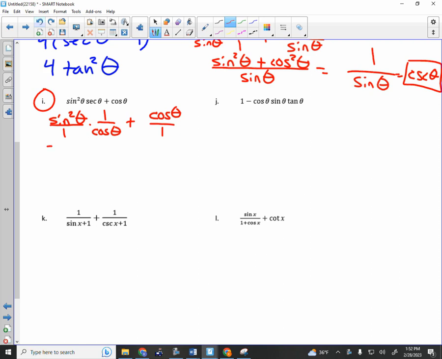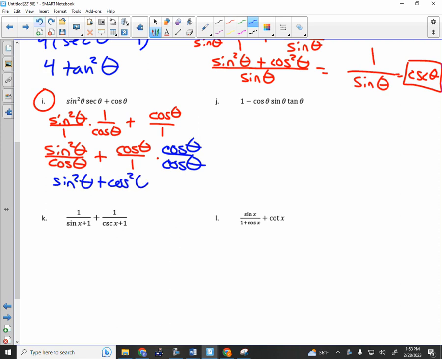So what you have to do is you got sine squared of theta over cosine of theta plus cosine of theta over 1. Now, I'm going to multiply the top and bottom here by cosine. And notice when I do that, I create a cosine squared, don't I? Sine squared of theta plus cosine squared of theta all over cosine of theta. And again, sine squared plus cosine squared is 1. 1 over cosine of theta is secant of theta.